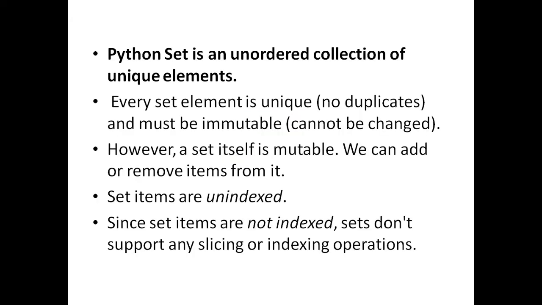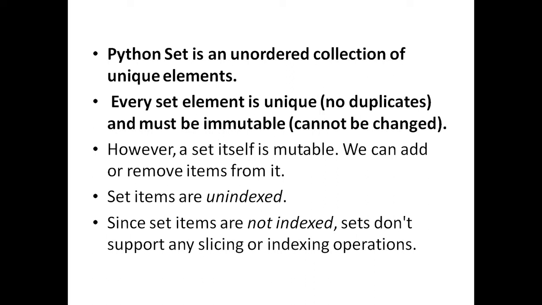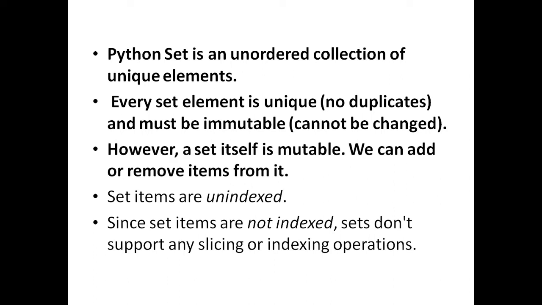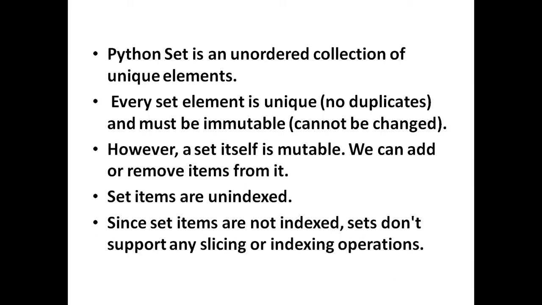Here we will see sets in Python. A Python set is an unordered collection of unique elements. Every set element is unique, that is, no duplicates are allowed, and it must be immutable, that is, the elements cannot be changed. However, a set itself is mutable. We can add or remove items from it. Set items are unindexed. Since set items are unindexed, a set doesn't support any slicing or indexing operations.